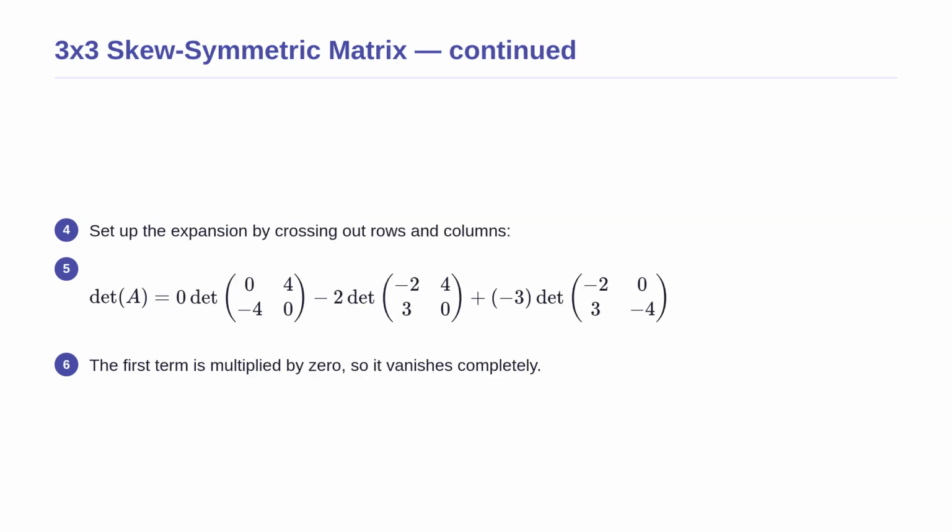Continuing our expansion, we multiply each element of the first row by the determinant of the smaller 2x2 matrix that remains when you cross out that element's row and column. Remember to alternate the signs for each term as you move across the row. The first term is multiplied by 0, so it vanishes completely from our equation. For the second and third terms, we need to calculate the determinants of the smaller matrices by cross-multiplying their diagonals and subtracting the results.